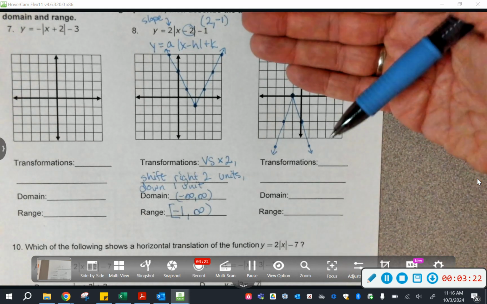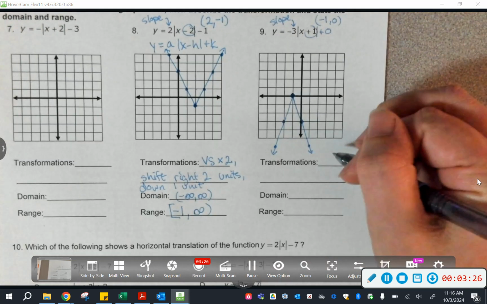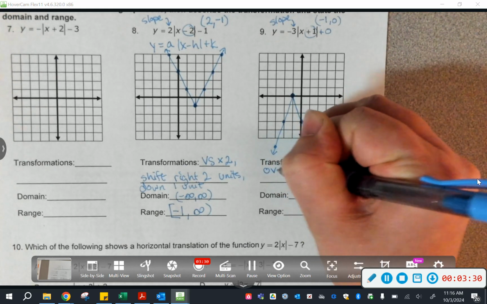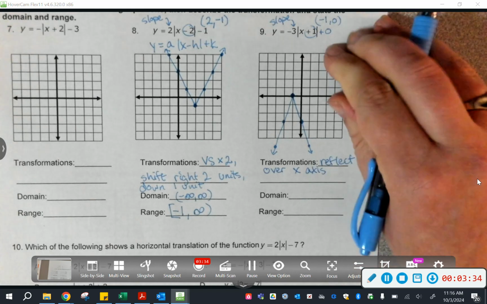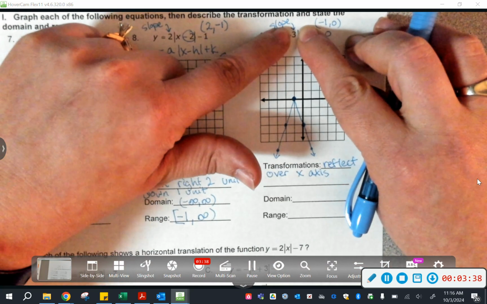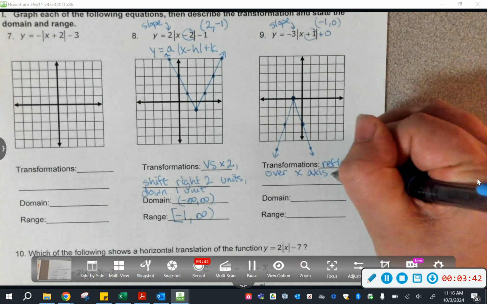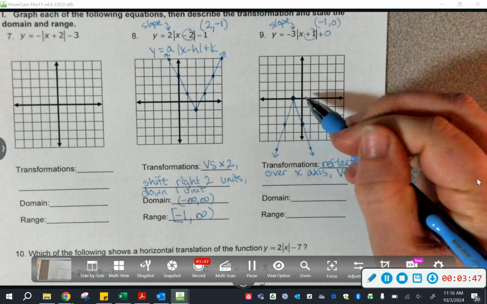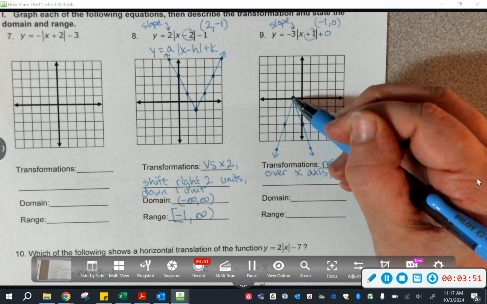The first thing we did was turn this function upside down, which is reflect over the x-axis if we're using academic language. We also have a slope whose absolute value is greater than 1. We don't look at the sign here, we just look at the number itself, and that number is 3. So that's a vertical stretch. And also, our vertex for the parent is at the origin. We shifted 1 unit left.